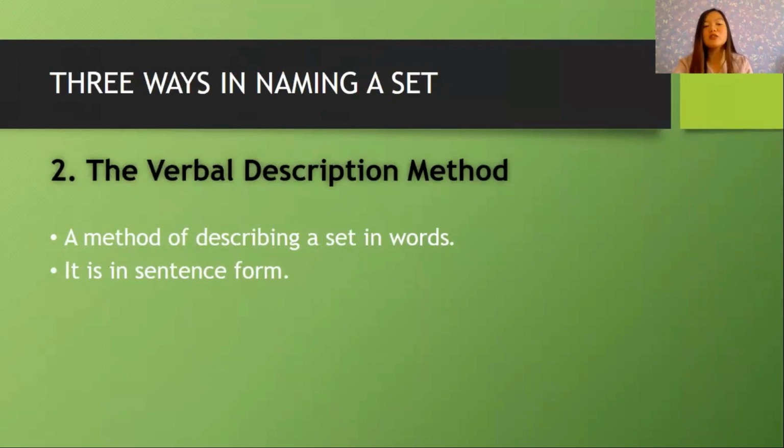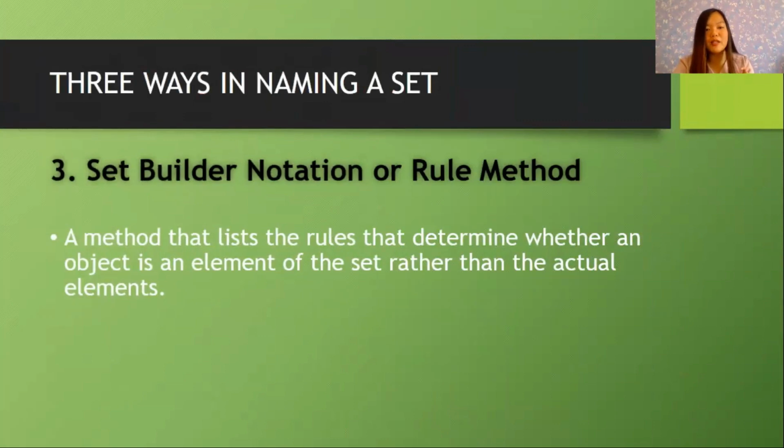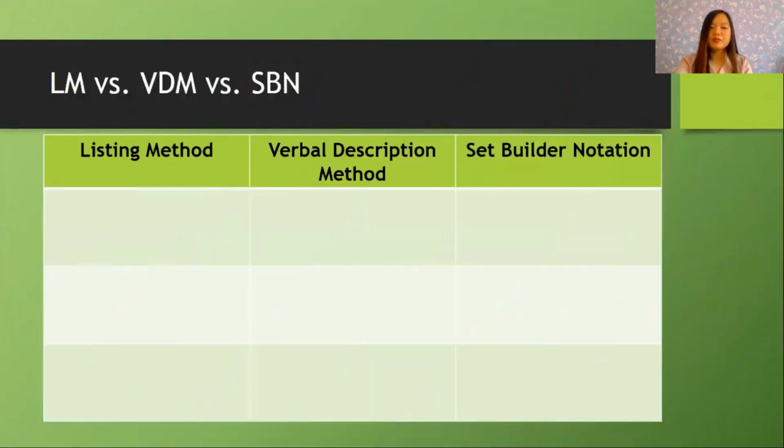The second one is the verbal description method. It should be in sentence form and you are just describing the set. And then the third one is the set builder notation or the rule method. So you are going to use a certain rule for that set to be defined. So ito yung mga examples. Let us compare. For example, I have in here set A in listing method: 1, 2, 3, and 4. So these are the elements of the set A.